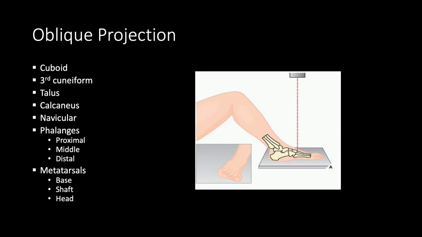The oblique, so you turn the foot a little bit. The X-ray beam is still shot down, so you kind of see the angle of the foot on the tray here on the film. So it's slightly angled, X-ray beam shot straight down through, which gives you a little different view of the phalanges here.